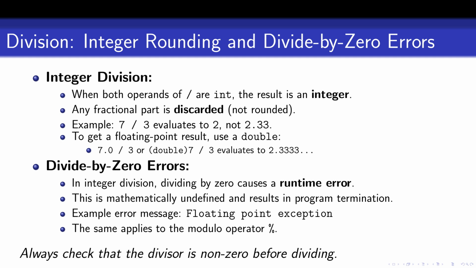Another critical rule: never divide by 0. In integer division, trying to divide or use modulo with 0 will cause a runtime error and terminate the program. This is called a divide by 0 error, and it's a common beginner mistake. Always check that the divisor isn't 0 before performing division to ensure your program runs smoothly and safely.